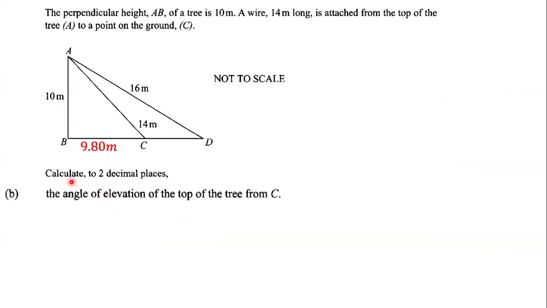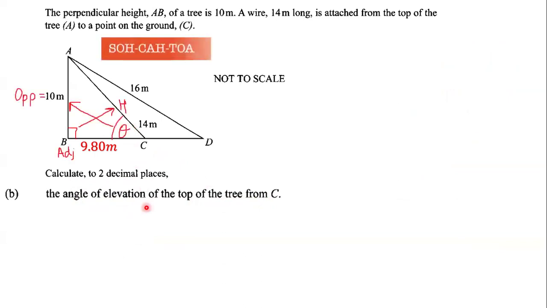Next, it states calculate to 2 decimal places the angle of elevation of the top of the tree from C. And so they're referring to this angle right here. And so what we have to do is label our triangle. So this right here is theta. This is the angle C.